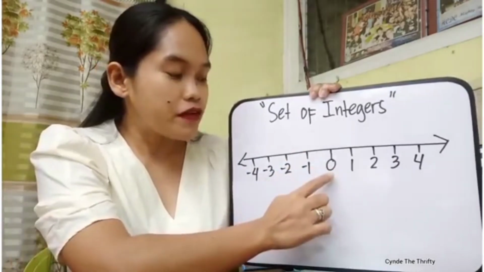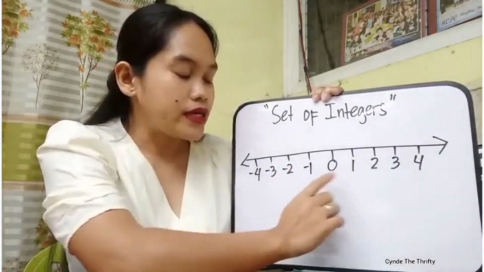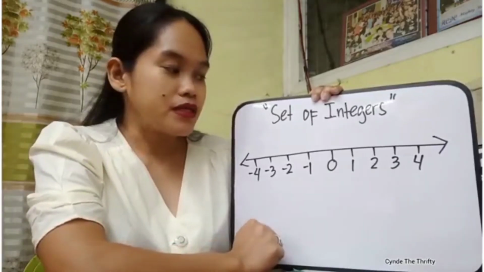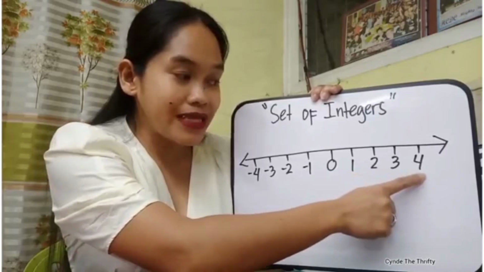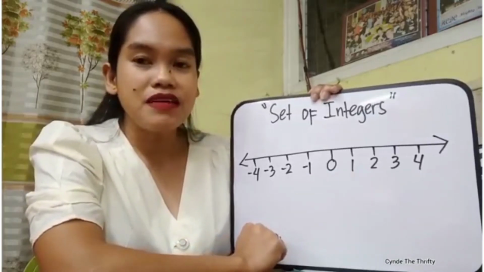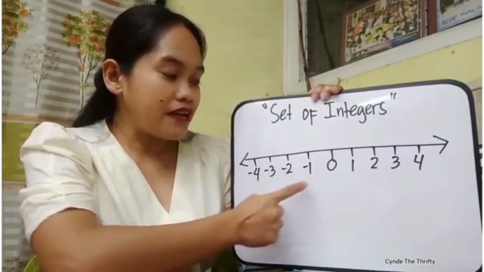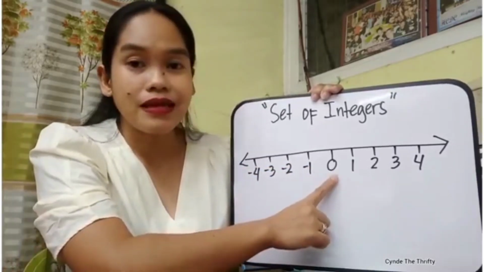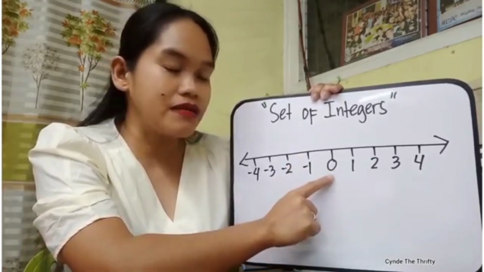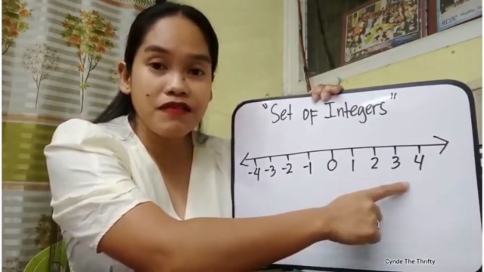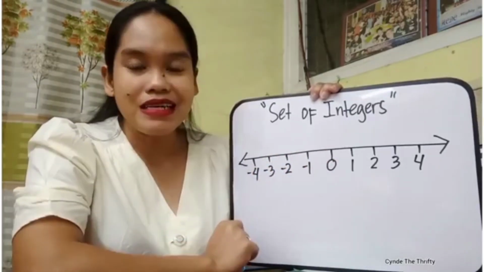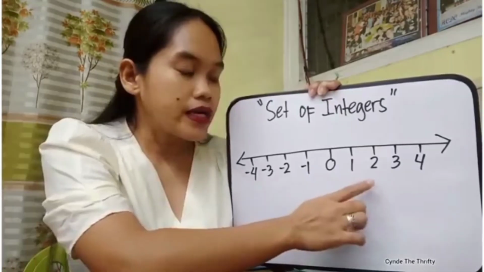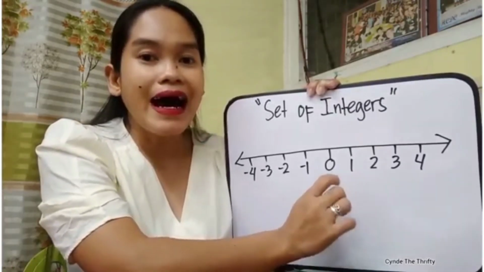And the number to the right of 0 is called positive numbers. Ang number sa right side ni 0 is tinatawag na positive integers, while ang number sa left ni 0 is tinatawag na negative integers. So, always tayong mag-start kay 0 para malaman natin kung saan yung positive numbers and saan yung negative integers.